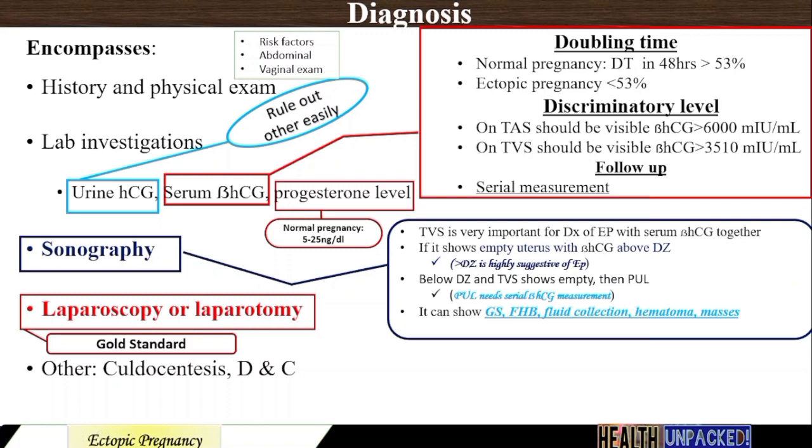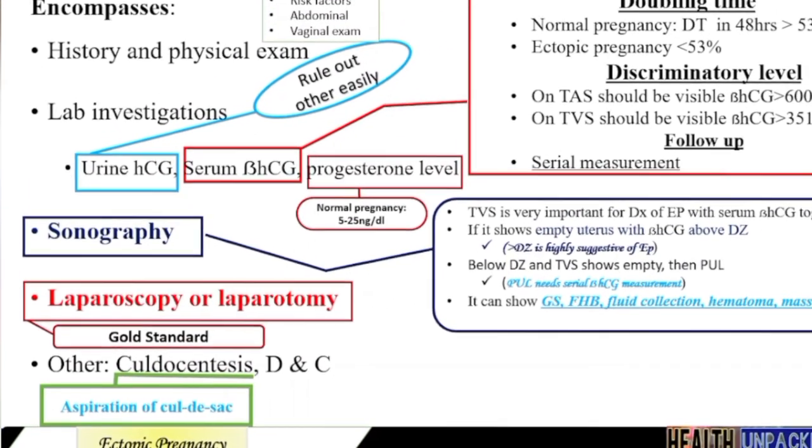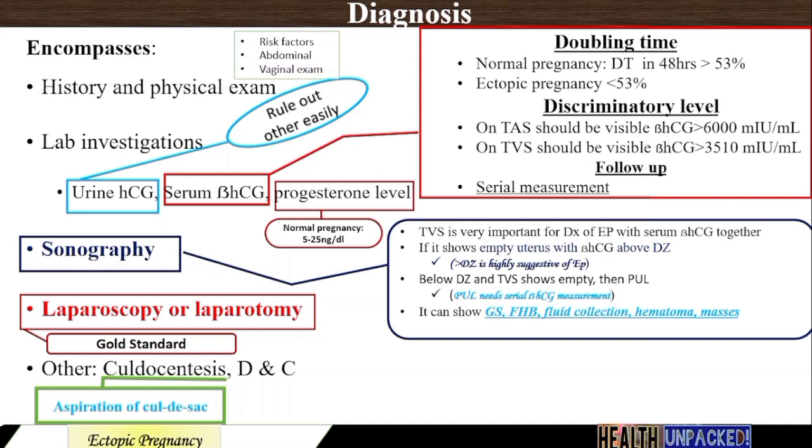The other is culdocentesis, which is aspiration of the cul-de-sac. You insert a long needle through the vagina, into the posterior fornix of the vagina. There is a space called the cul-de-sac. Then you aspirate some fluid from that, and if that fluid contains non-clotting blood, that suggests bleeding, so that suggests ectopic pregnancy. If there is no blood, and if there's no aspiration at all, that suggests ectopic pregnancy is unlikely.